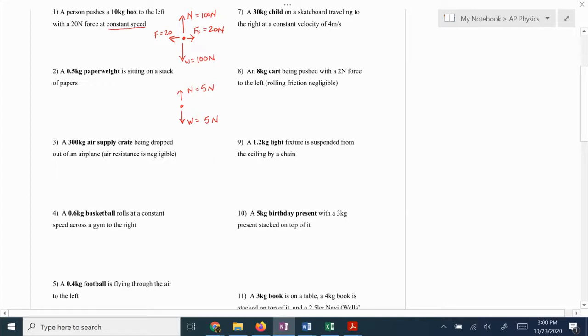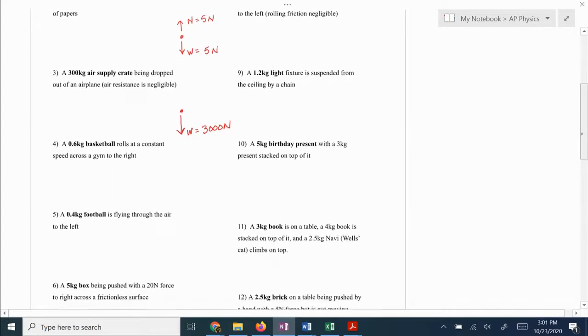Next one, you have an air supply crate being dropped out of an airplane. Air resistance is negligible. So the only possible force we could have on it, because nothing is touching it, is the force of gravity. So your weight force is going to be 3,000 times 10, so 30,000 newtons. No upward force because it's not sitting on a surface. No force of friction because it says air resistance is negligible. That means we can ignore it, because it's so small that it's unimportant or insignificant.